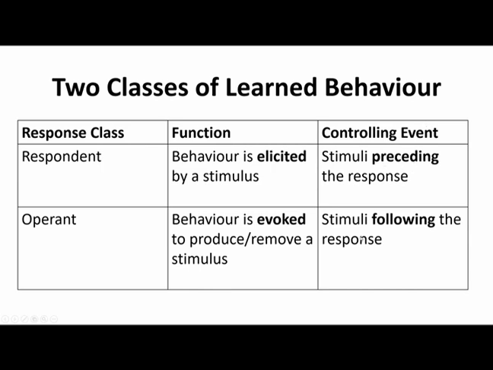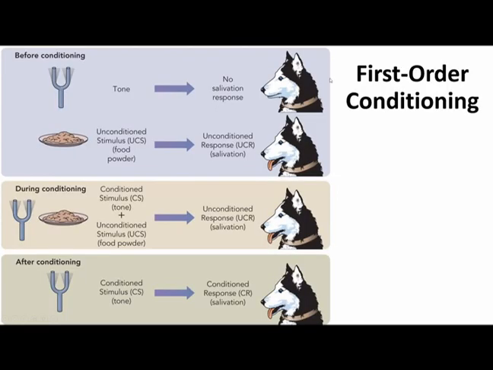And for operant, the stimuli following the response, or our outcome, is what controls that event. The reason why I'm going over this so many times is because it's really easy to confuse them, and you will absolutely be asked questions on the exams where you'll have to tell the difference between the two. All right, so moving on, slightly different images, but same basic ideas.